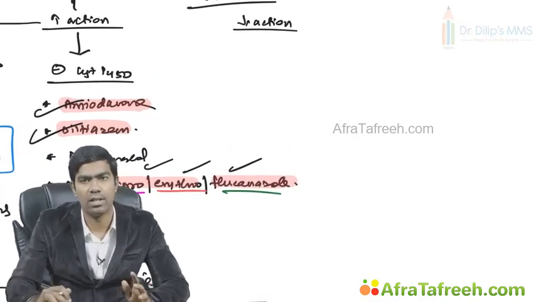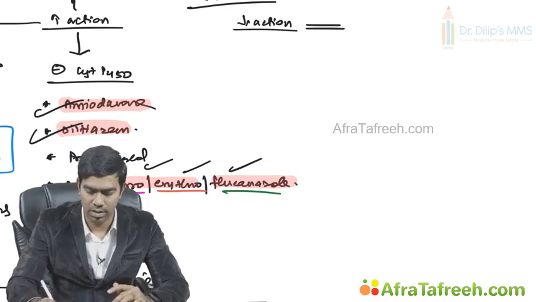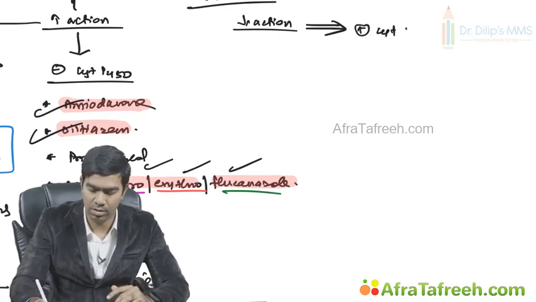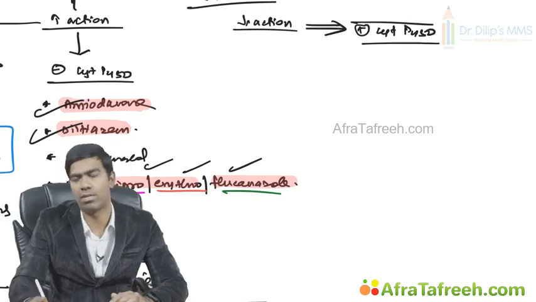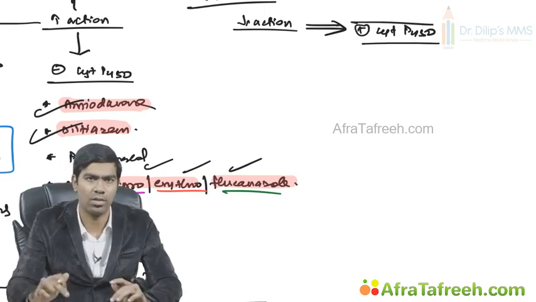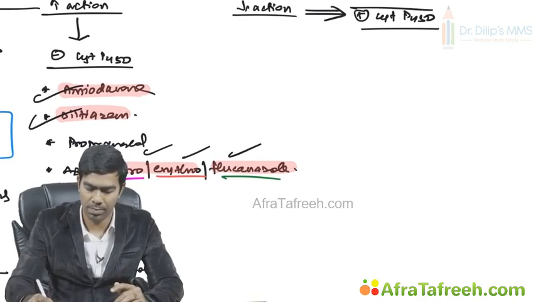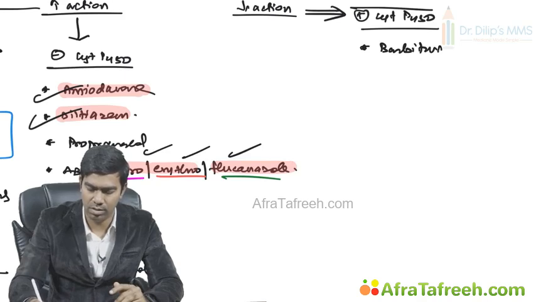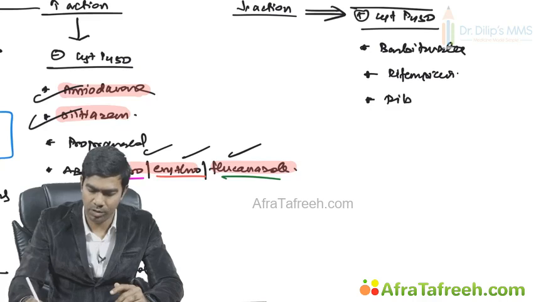What are the things that reduce the warfarin action? Things that reduce the warfarin action are the ones that activate the cytochrome enzymes, so that they accelerate the metabolism of warfarin, reducing its level and its effect. Drugs that cause this are barbiturates, good enzyme inducers, rifampicin, and other drugs like ribavirin.